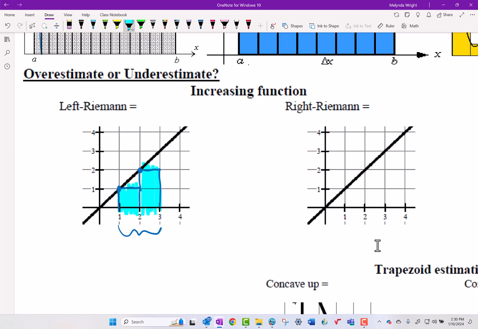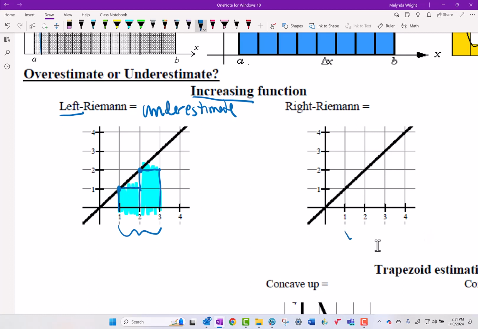Now, would this area calculation be an underestimate or an overestimate of the actual area? It's under, because you can see there are some holes up there that we wouldn't have calculated. So what we need to know is that if we have an increasing function and a left Riemann sum, we're going to have an underestimate.